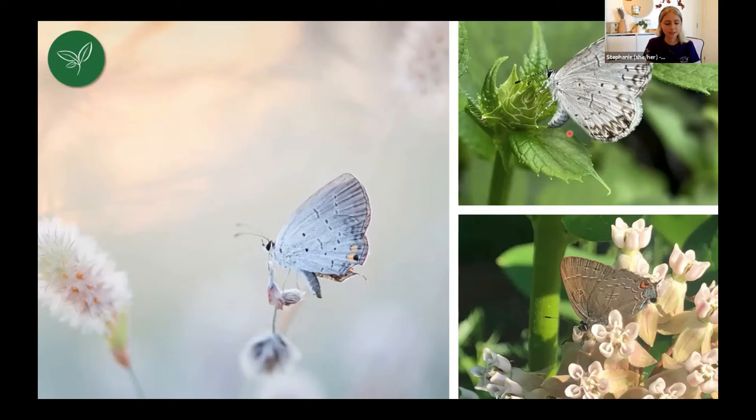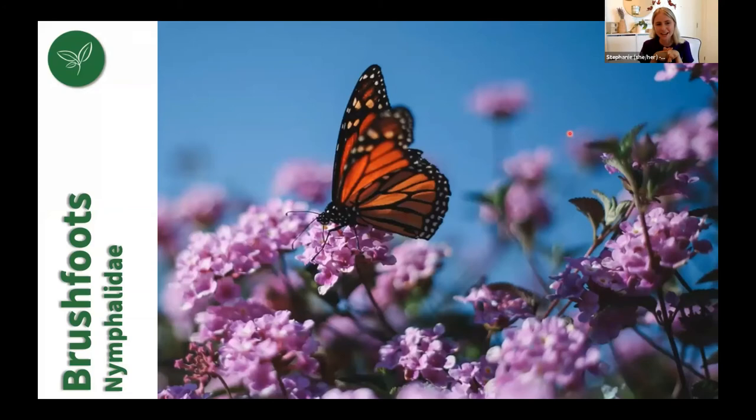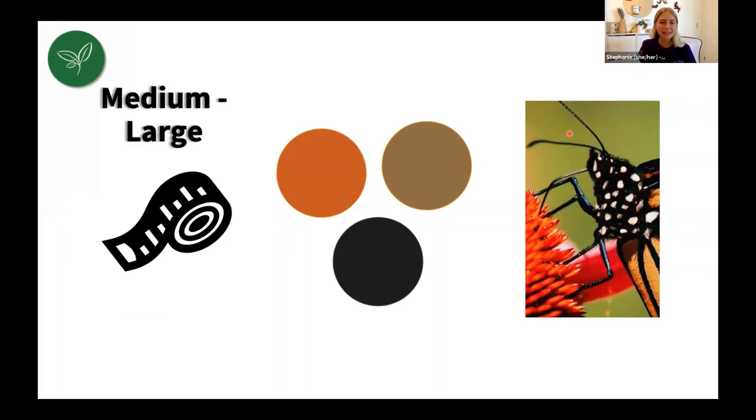And then my all-time favorite, brushfoots, Nymphalidae, I hope. So brushfoots are brush-footed butterflies. They are medium to large in size. A lot of them, but I won't say all, have orangey or cream or black colors, but that's not all of them. This family of butterflies is so variable. There are so many different species and so many species that look the exact same and so many different colors. So this family is very difficult to identify, but there's a lot of very original looking butterflies as well.